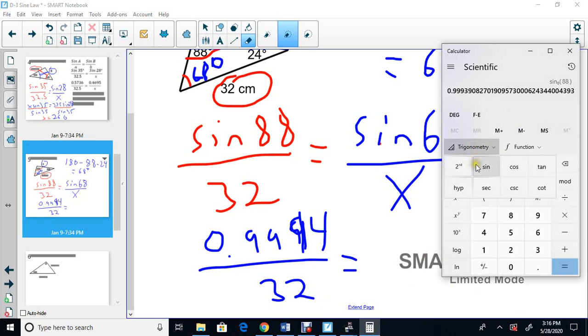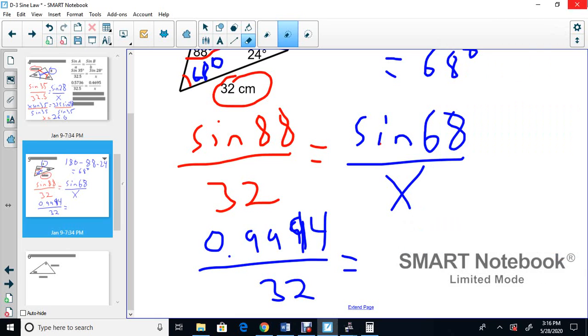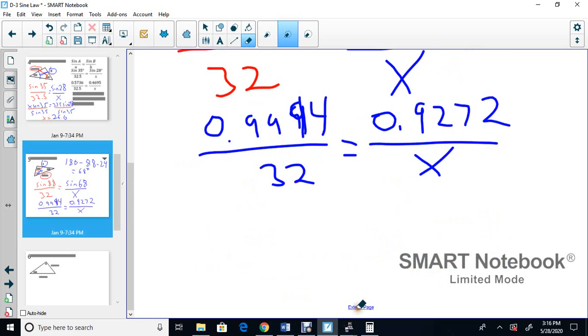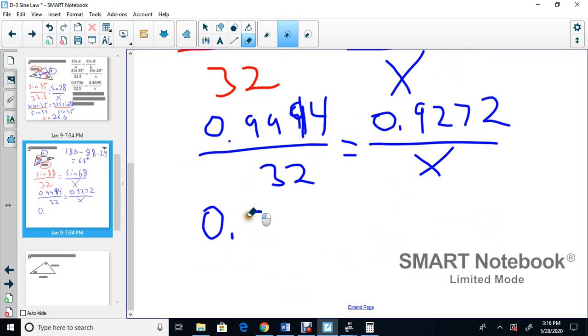And then over there, I'll go sine of 68 on the same calculator. Some people might prefer this way. First you put 68 on this calculator. It's not the same as the other calculator. So you put 68, sine, and you get 0.9272. So 0.9272 all over x. If you prefer working with numbers, this is fine. You cross multiply. 0.9994x is 32 times that.